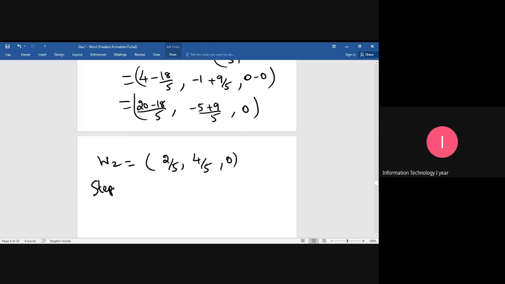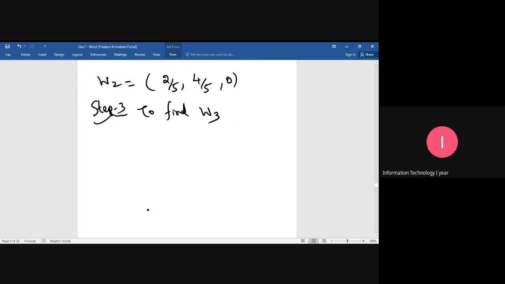Step 3 now. Step 3, find out W3. W1 and W2 we calculated. Find out W3 now. W3 formula, what is that?